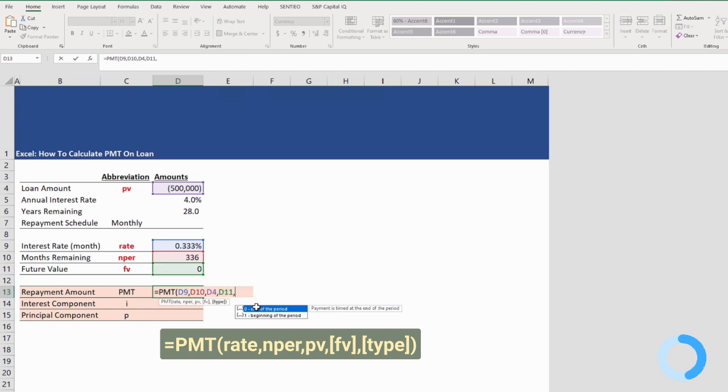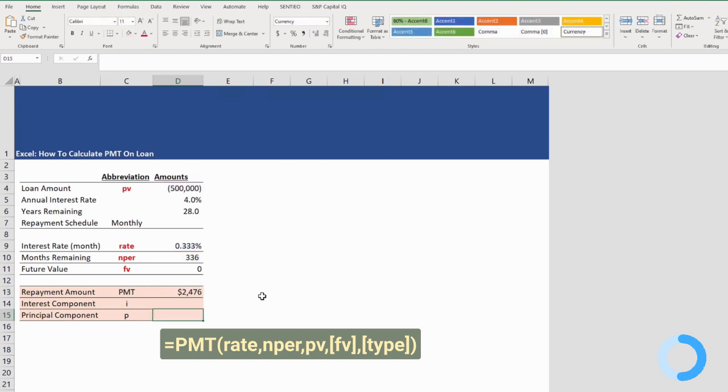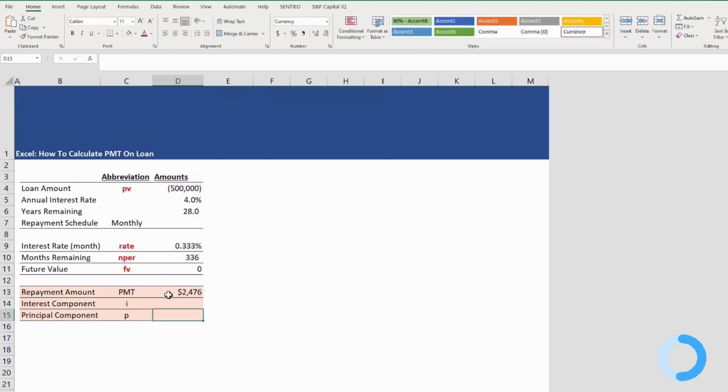And type, again, this isn't something that you need to include. If you don't include anything here, it will just be assumed that you're saying the end of period, so a 0 in here. But this is basically when you're making those repayments. Is it at the end of the month, or is it at the beginning of the month? So here I'm just going to assume it's at the end. Okay, our payment amount is $2,476.